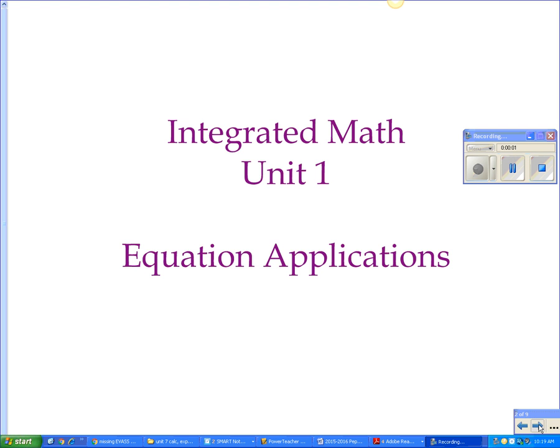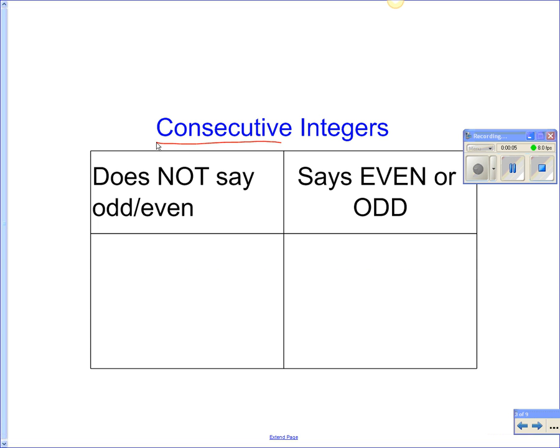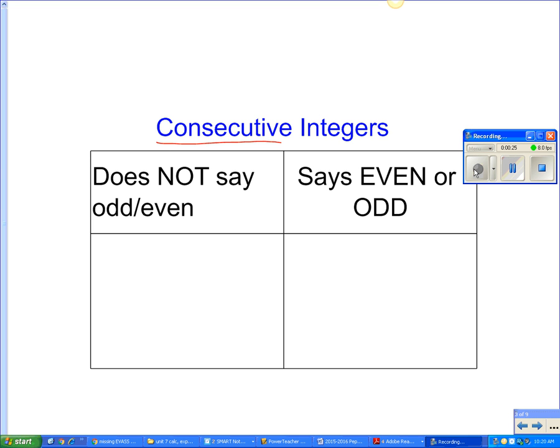Multiplications today. All right, so this word consecutive, what does it mean if Julius and Gavin are consecutive batters for the baseball team? What does that mean? Consecutive integers just means a whole number, okay, positive or negative.